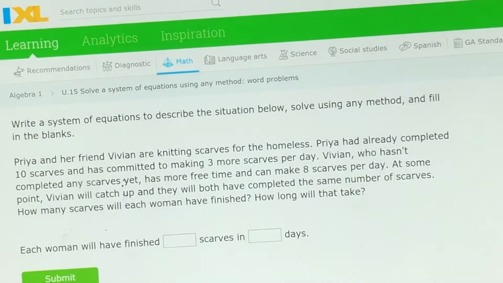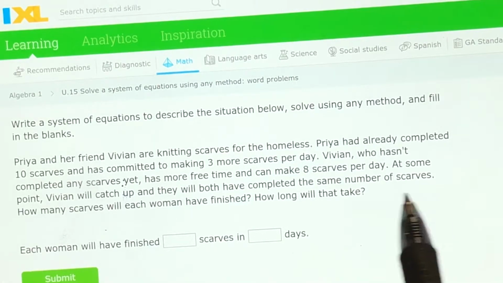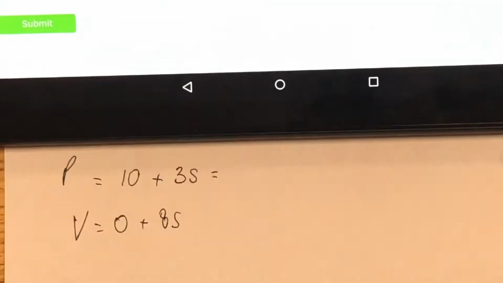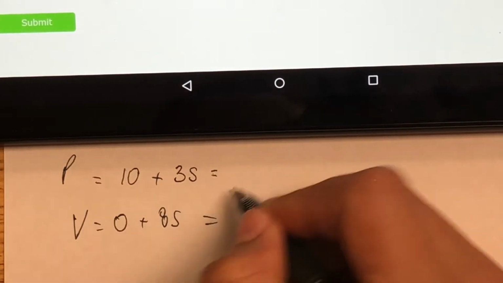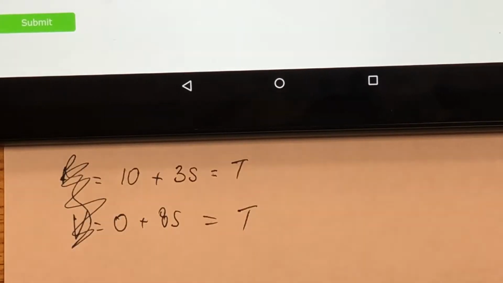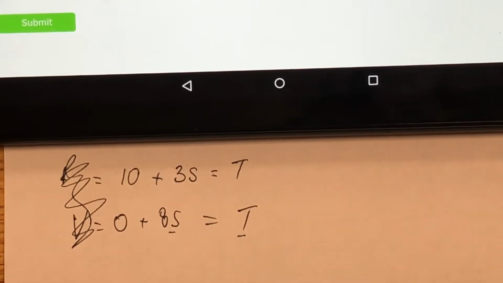Okay. At some point, Vivian will catch up and they'll both have completed the same number of scarves. How many scarves would each woman have finished? How long will it take? Okay, so we're saying at some point they're going to catch up, so the total is going to be the same. All right, so we don't need to know who's who. We just need to know how many scarves and the number of days.